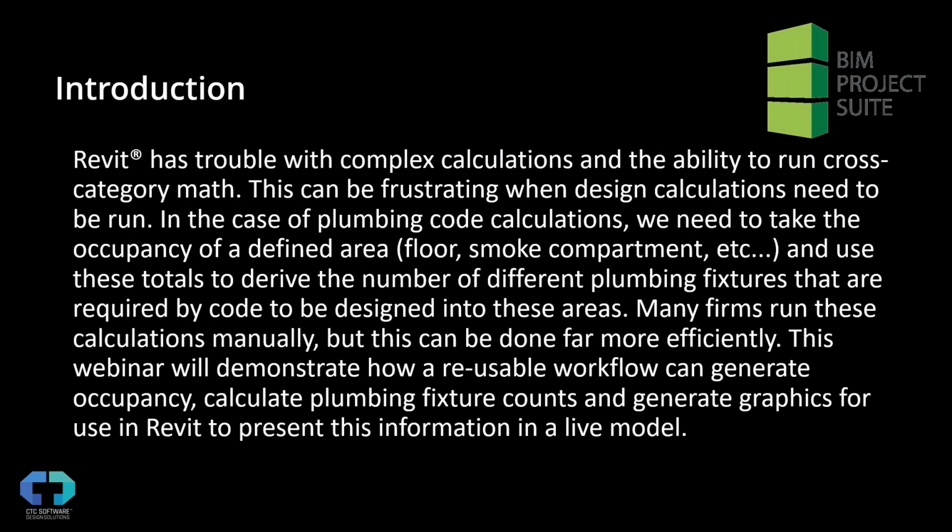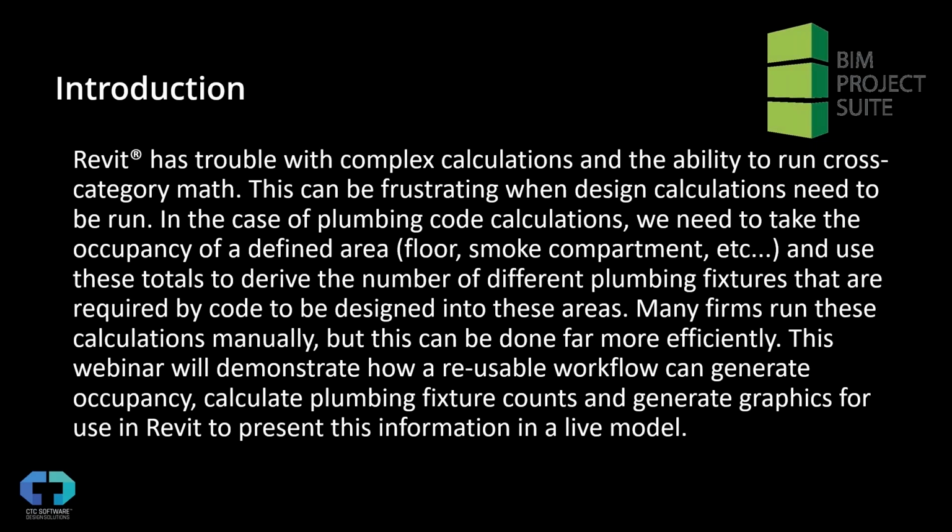Revit, being a fantastic building information modeling tool, sometimes has trouble with some of those more complicated calculations. This is especially noticeable when you're trying to run cross-category maths. You know, how many rooms do I have on certain levels and what's the occupancy of those, or how many rooms are associated to certain whatever, a lot of different things. And then when I'm trying to tie that into plumbing fixture counts and stuff like that, that can be really annoying.